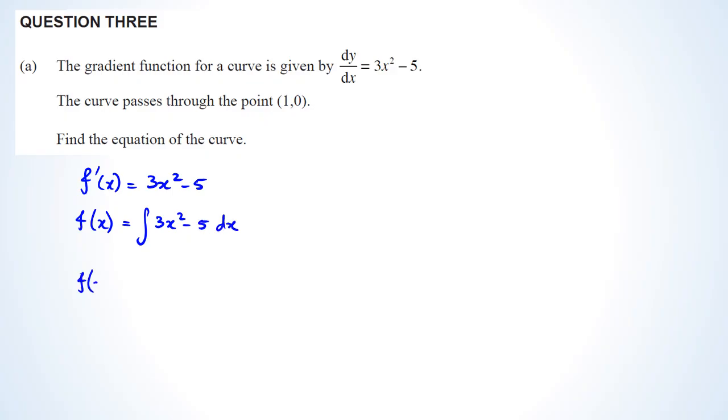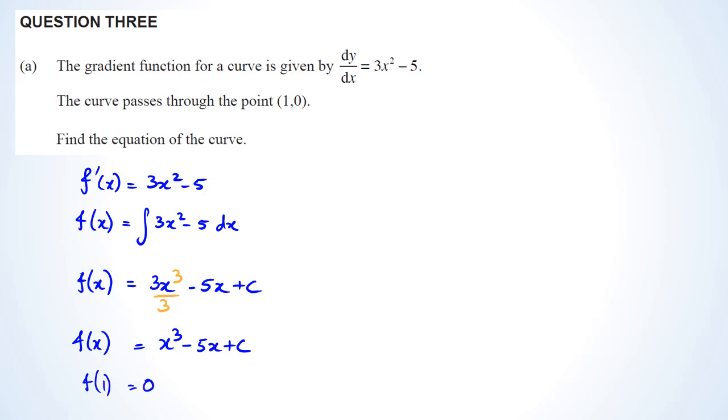So what we have is f of x equals 3x cubed over 3 minus 5x plus c. So this can be said f of x equals x cubed minus 5x plus c. So what do we know? We know that f of 1 is equal to 0.